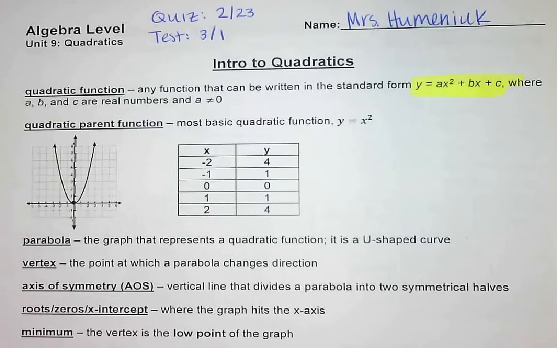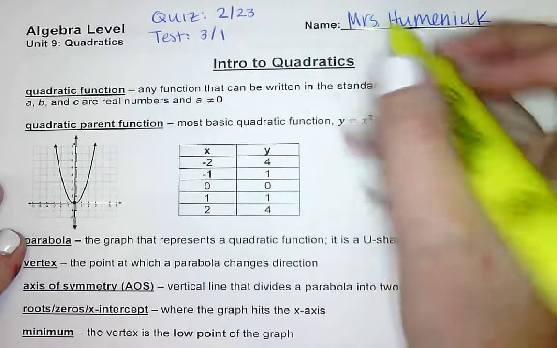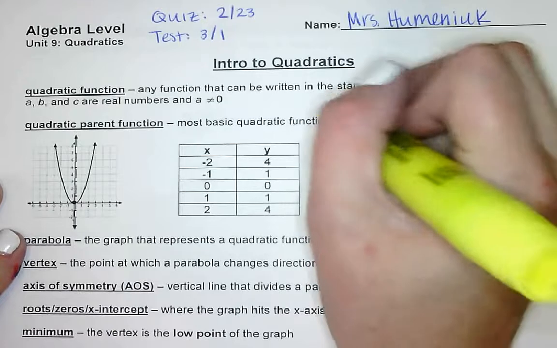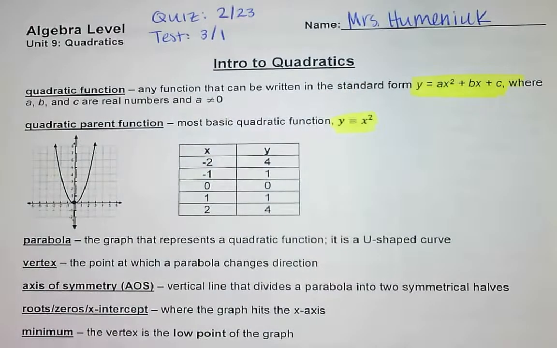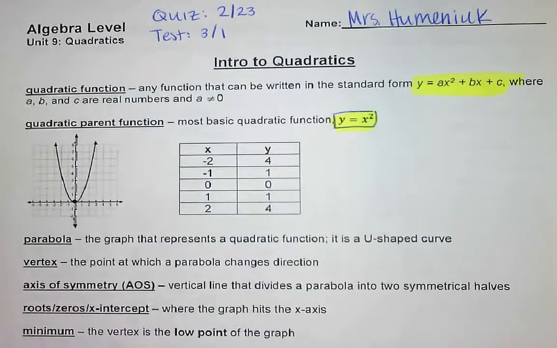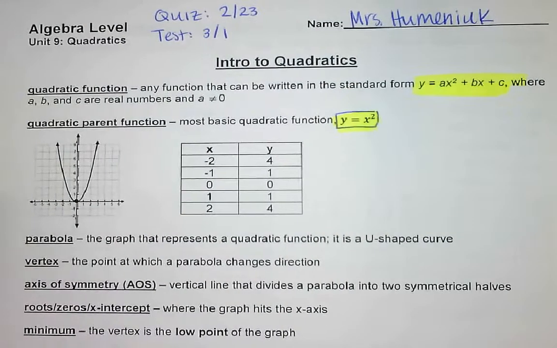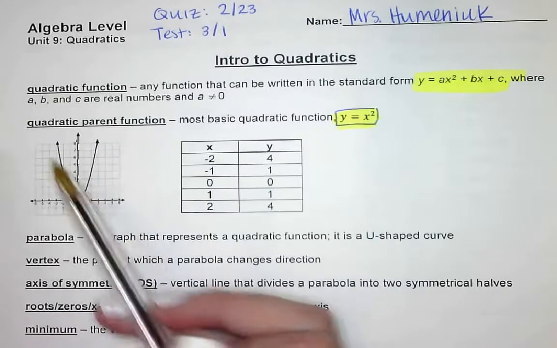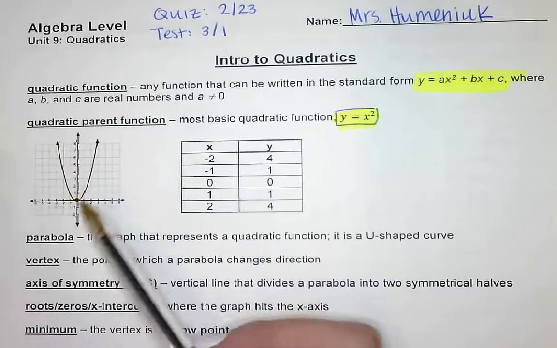All right? And the most basic quadratic function is this parent function, this quadratic parent function. Y equals x squared. All right, guys? So if you want to highlight it, you can highlight it. If you want to box it, you can box it. All right? And guys, the cool thing about quadratic functions is they have this lovely little shape. They're in a curve shape.